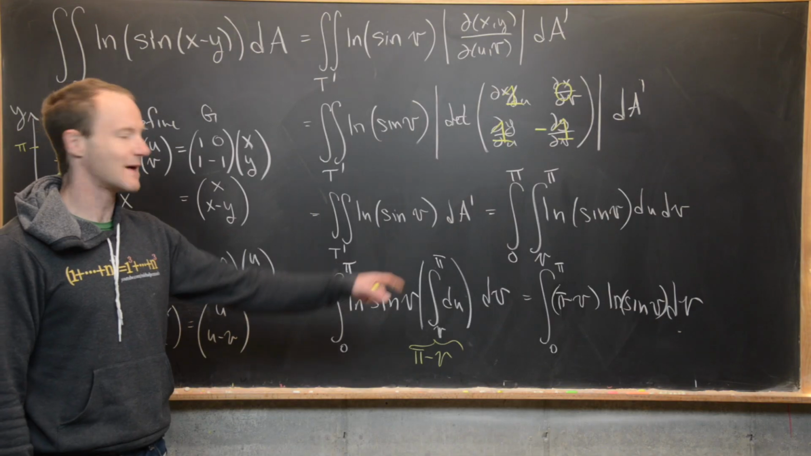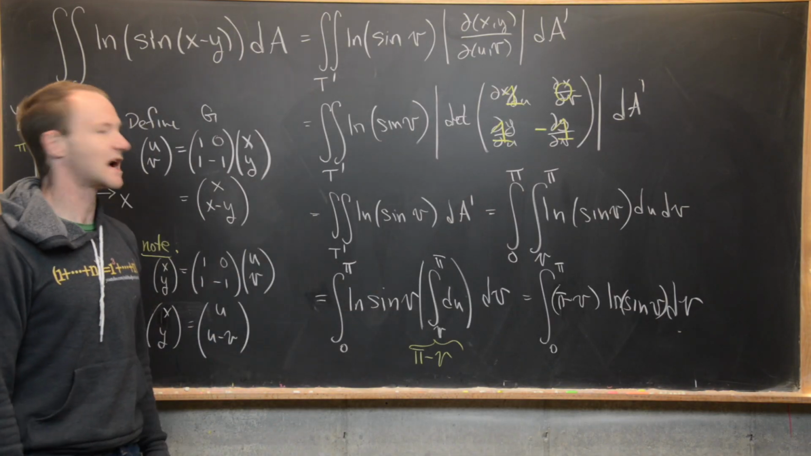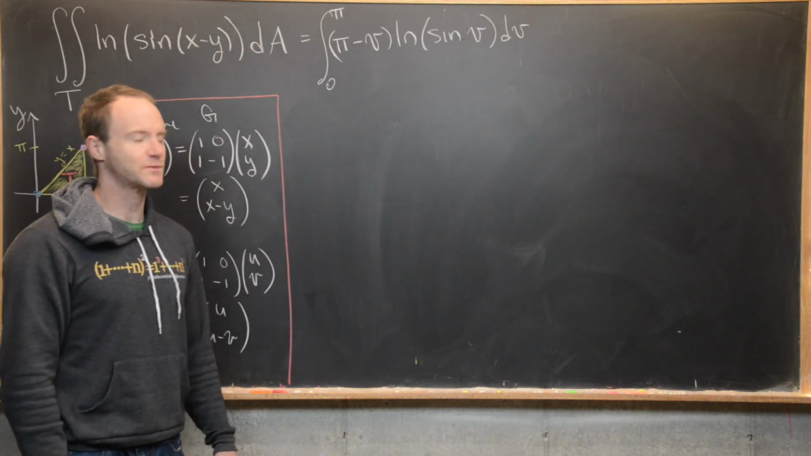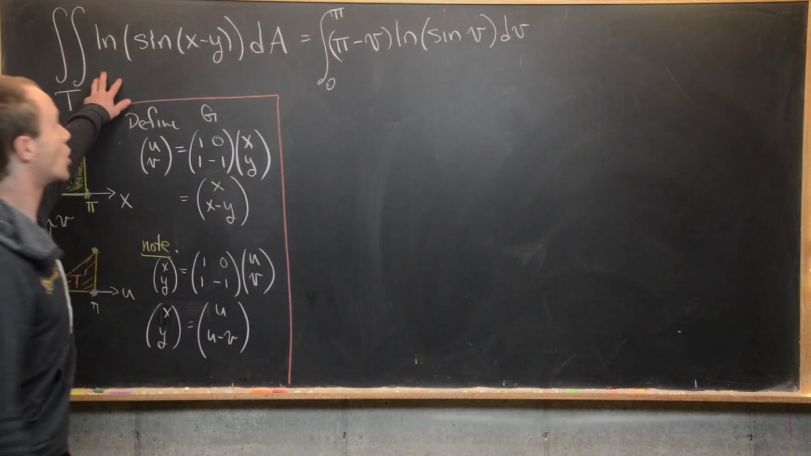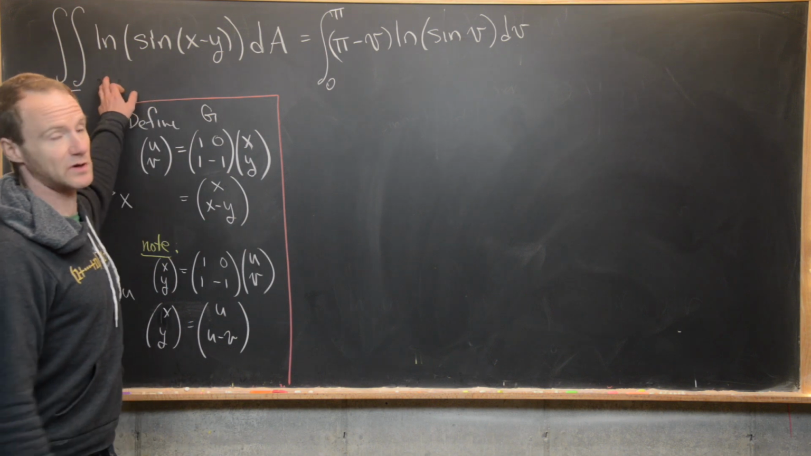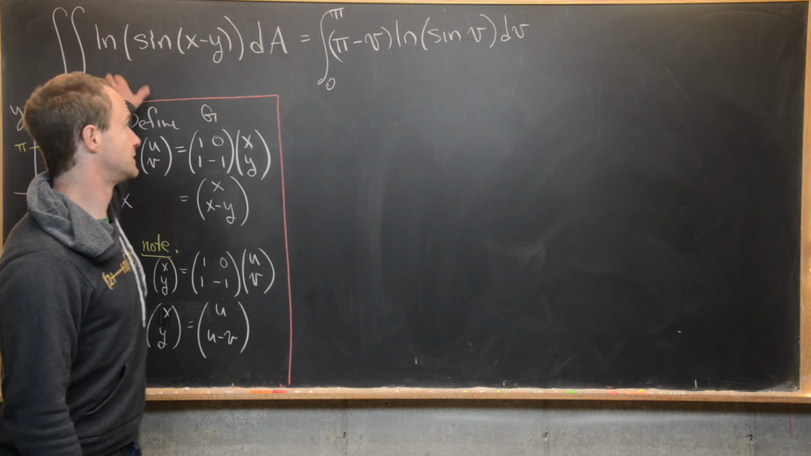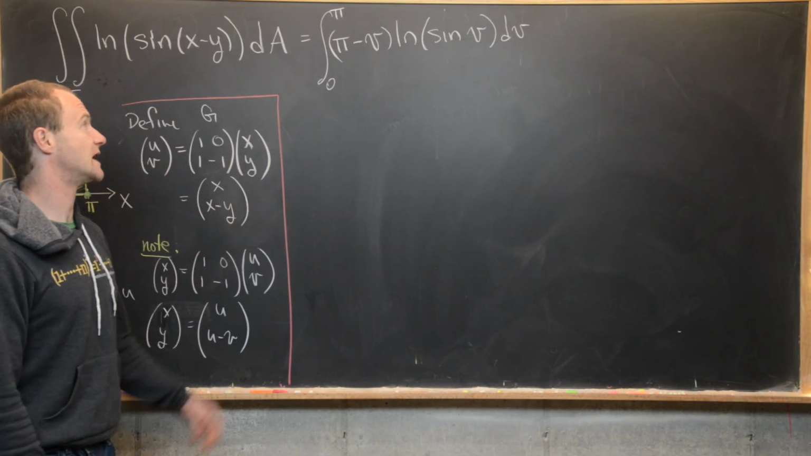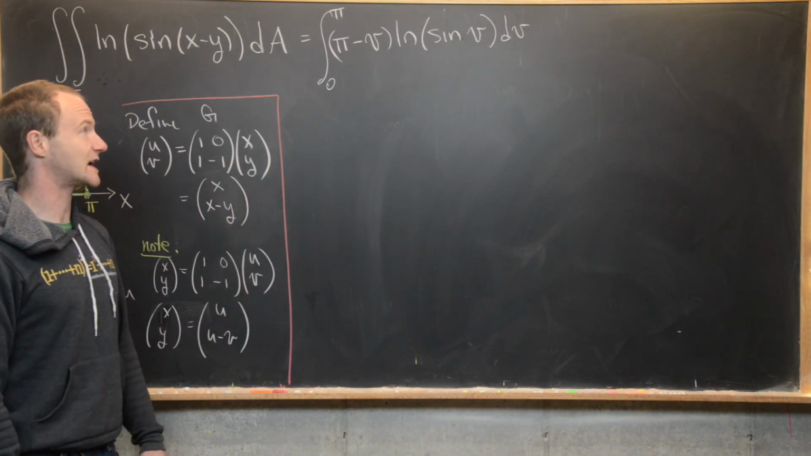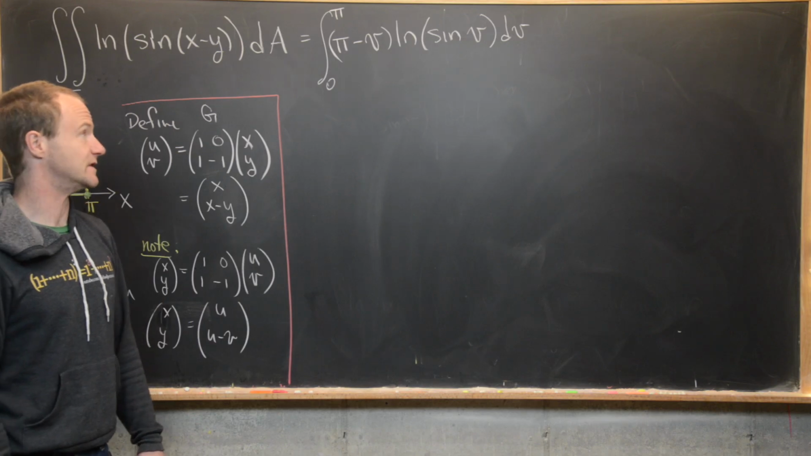So now let's maybe stop there on this board, bring this to the top, and then we'll move on. Okay, on the last board, we did a change of variables with two variables to change our goal integral, which was a double integral over a triangular region, to this single integral. So we've got the integral from 0 to pi of pi minus v natural log of sine of v dv.